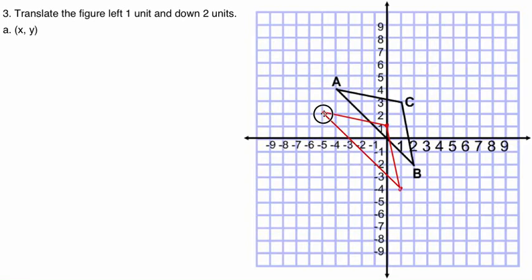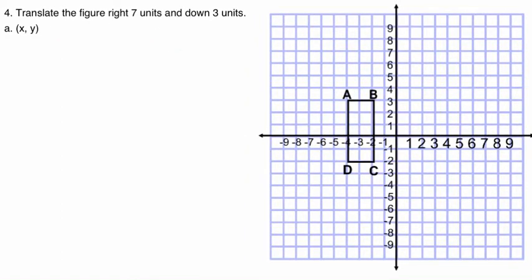Pretty simple stuff. Okay, and what was the rule? Well, what did we do to the x? We went left, so that's going to the negative part, or minus 1. And then what did we do to the y? We went down, or minus 2.